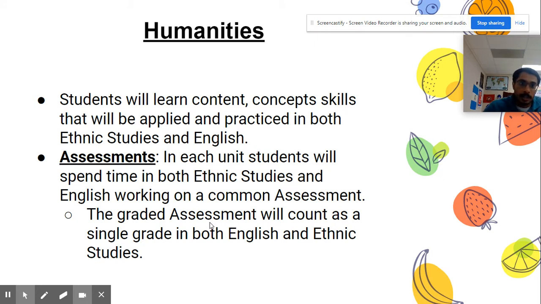And then just so you know, ethnic studies is a humanities class. So students are going to learn concepts and skills that are going to be applied in both ethnic studies and English class. That means that in each unit, students are going to spend time in both ethnic studies and English working on common assessments. So the graded assessment is going to count as a single grade in both English and ethnic studies.